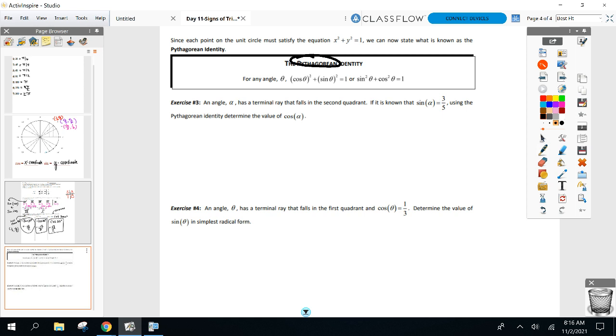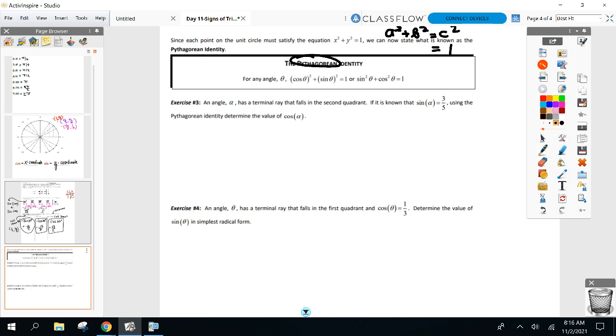Pythagorean theorem, which was what? What's the Pythagorean theorem? A squared plus B squared equals C squared, right? If we're on the unit circle, what's the hypotenuse length every time? C, well, C, and then if we're on the unit circle, how long is it? 1 unit, right? So that's why that's 1.